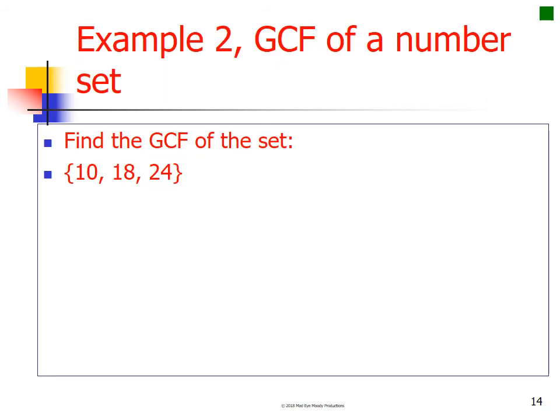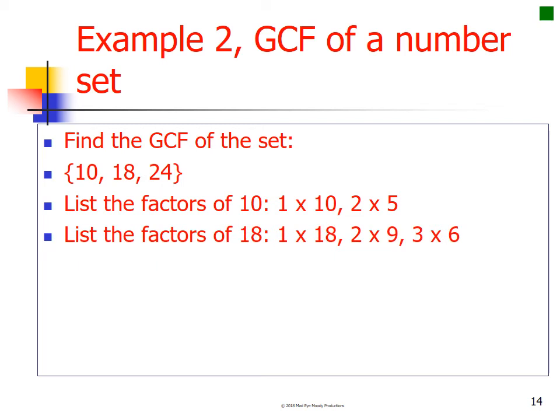Let's look at another example of finding the greatest common factor of a set of numbers. In this set, we're going to look at the numbers 10, 18, and 24. In order to find the greatest common factor, I need the individual factors for each number. So first I'm going to list the factors for 10, 1 times 10, 2 times 5, 3 times nothing, 4 times nothing, and then I'm back to 5. Then I'm going to list the factors of 18, 1 times 18, 2 times 9, 3 times 6, 4 times nothing, 5 times nothing, and then I'm back to 6.